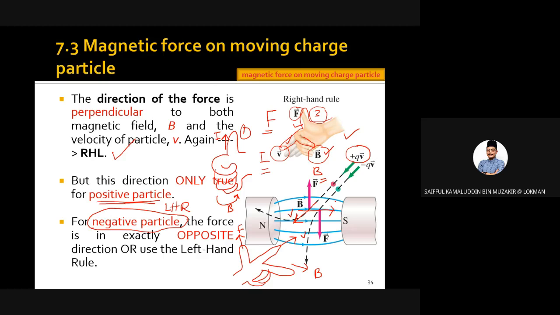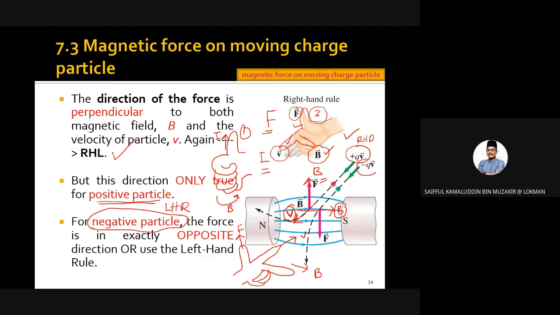F, we want to determine, we don't know. Your index finger is showing out of the page. What else? The magnetic field is from left to right, and therefore your thumb should be showing upward. This is V, your index finger. This is B, your middle finger, and therefore your thumb is showing upward. Remember, this one uses the right hand rule.